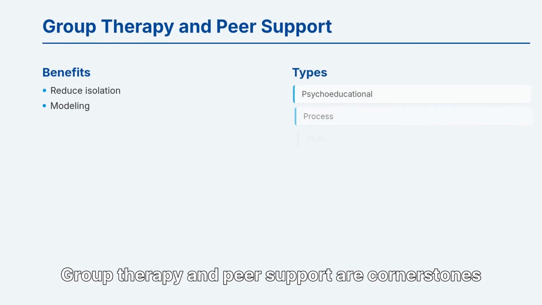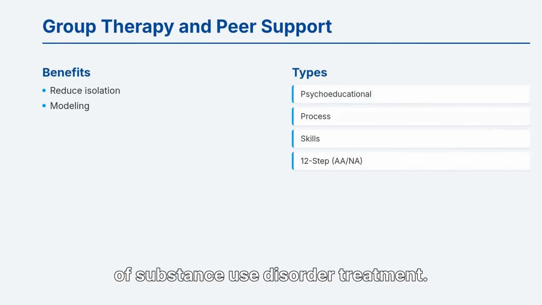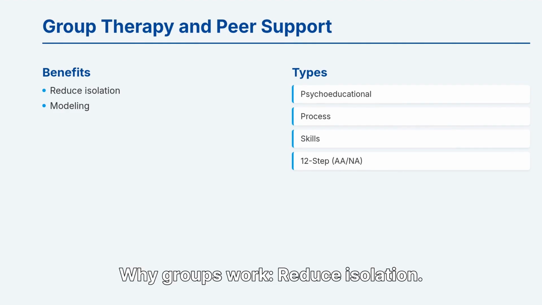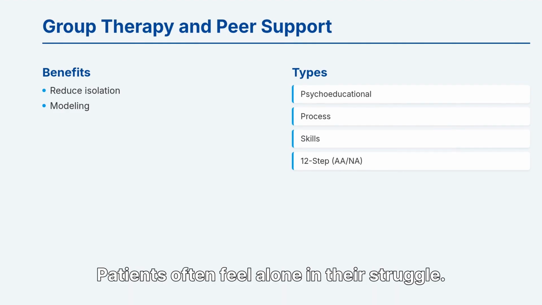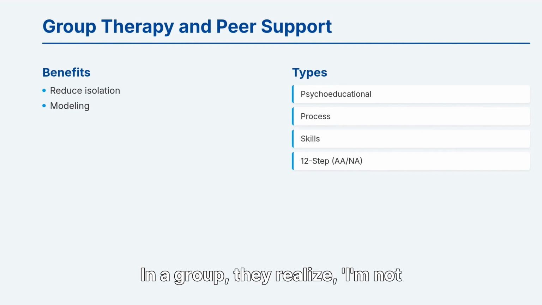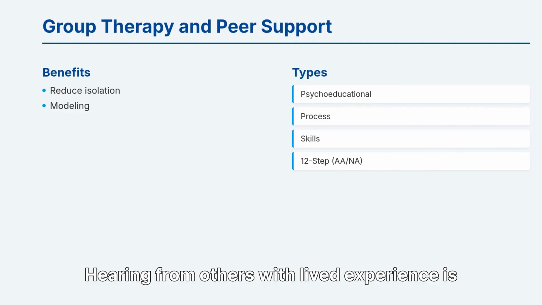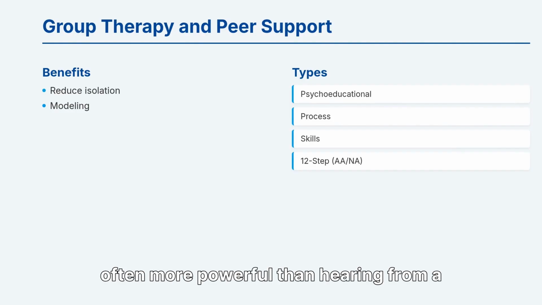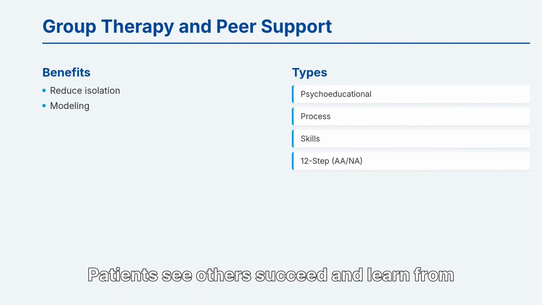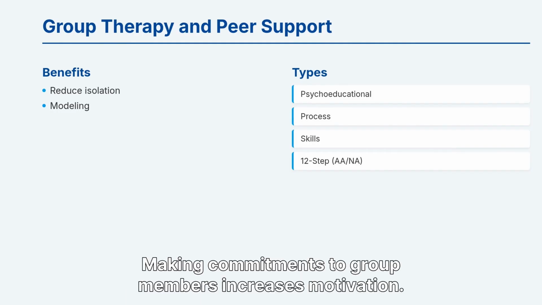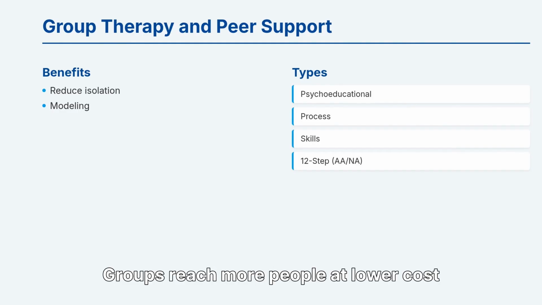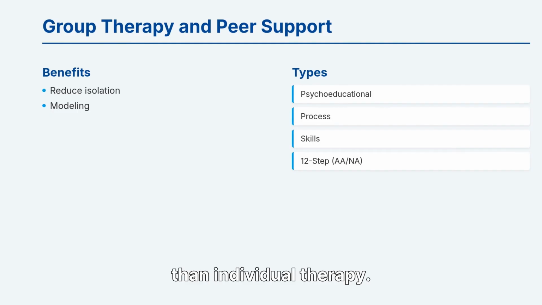Group therapy and peer support are cornerstones of substance use disorder treatment. Why groups work: reduce isolation. Patients often feel alone in their struggle. In a group, they realize, "I'm not the only one." Peer feedback: hearing from others with lived experience is often more powerful than hearing from a professional. Modeling: patients see others succeed and learn from their strategies. Accountability: making commitments to group members increases motivation. Cost effective: groups reach more people at lower cost than individual therapy.